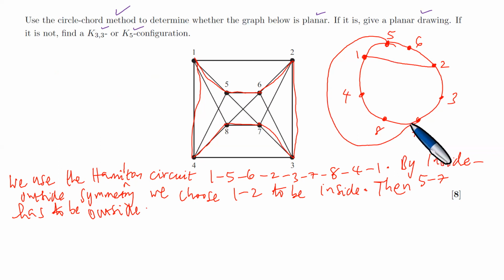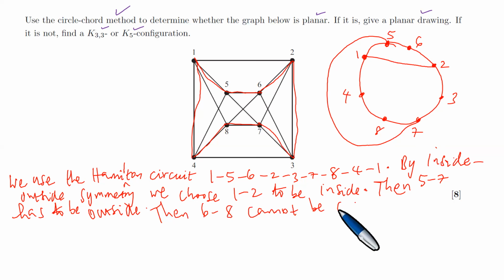Okay. Then 6, 8. Now we look at 6, 8. Where is 6, 8? Then 6, 8 cannot be drawn. Let's look at 6, 8. If you draw like this, it's going to cross. But also, if you draw outside like this, it's also going to cross. So we can see therefore that 6, 8 cannot be drawn.